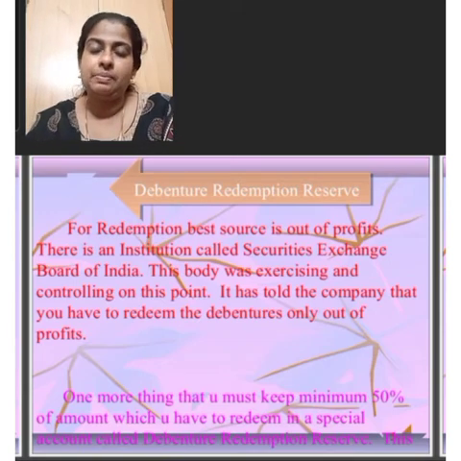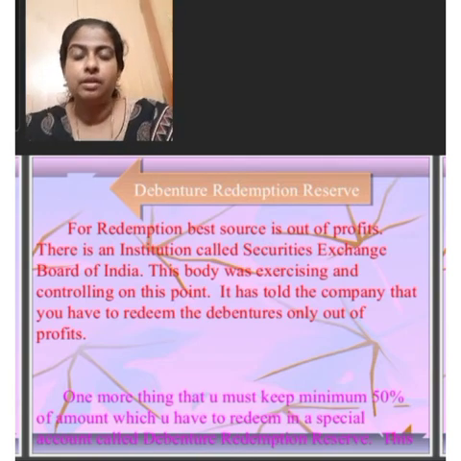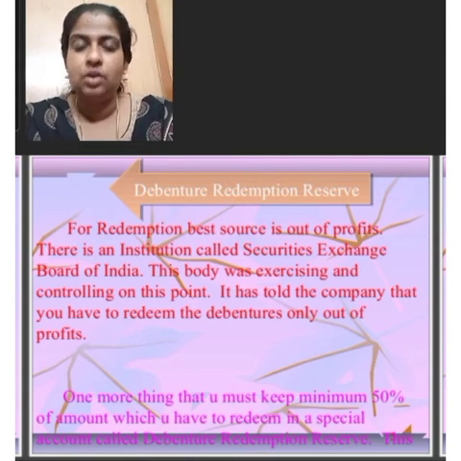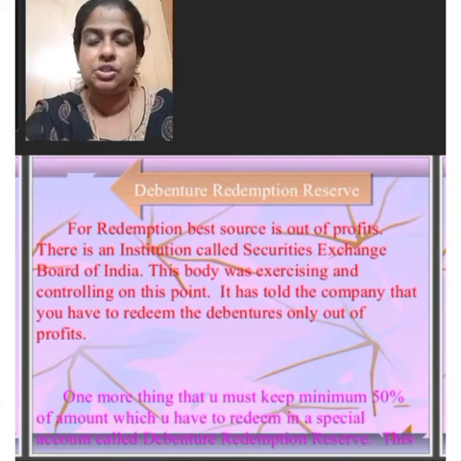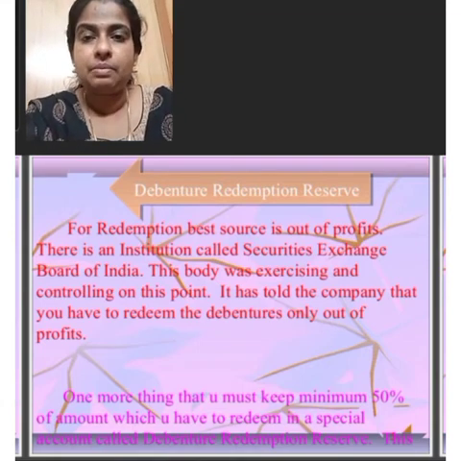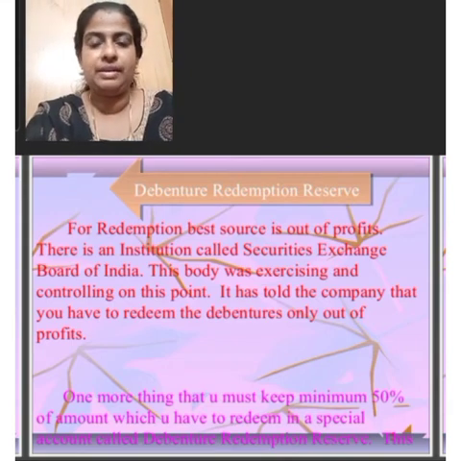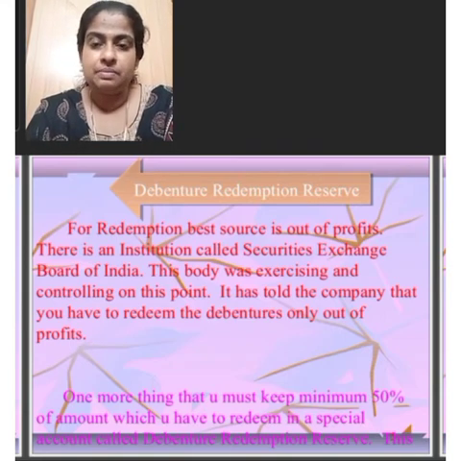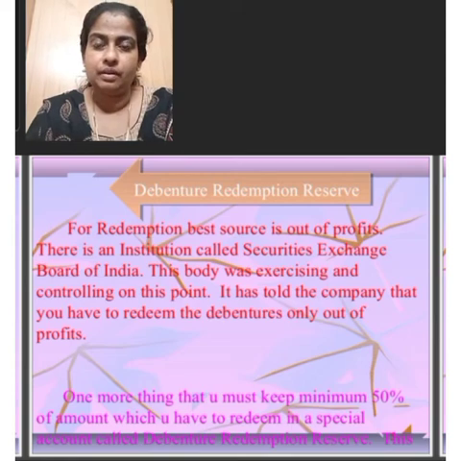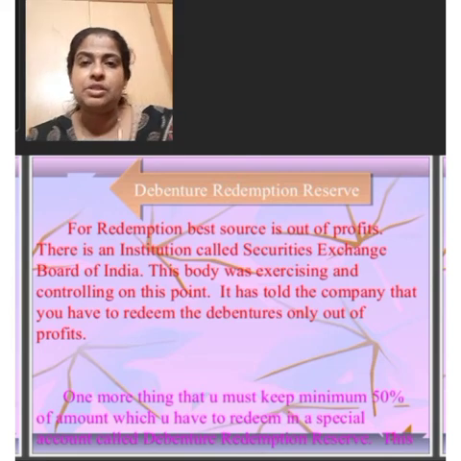For issuing or redeeming debentures, SEBI issued various guidelines. The first one is, every company shall create a DRR, that is Debenture Redemption Reserve, for debentures redeemable after a period of more than 18 months from the date of issue. For example, a company decided to issue debentures on 1st January 2000 and the redemption date is after 18 months, that is 1.5 years. That company should create a reserve, known as Debenture Redemption Reserve.